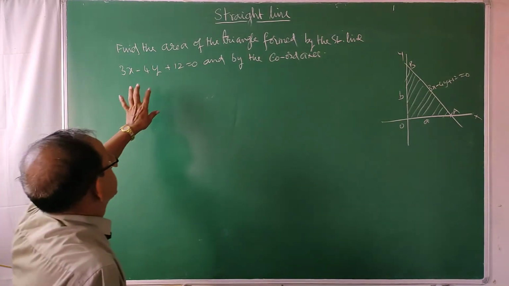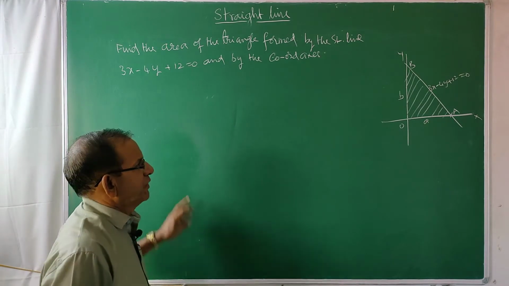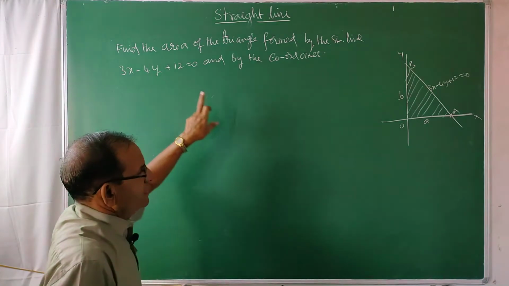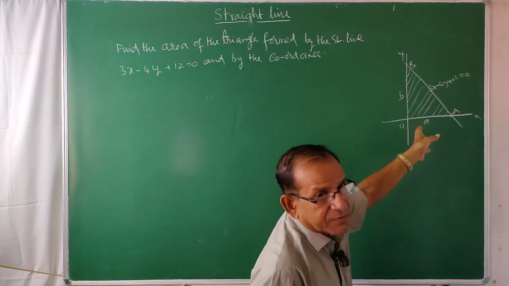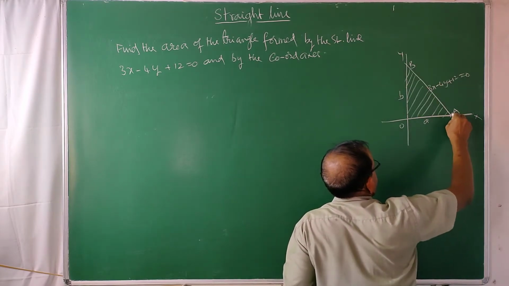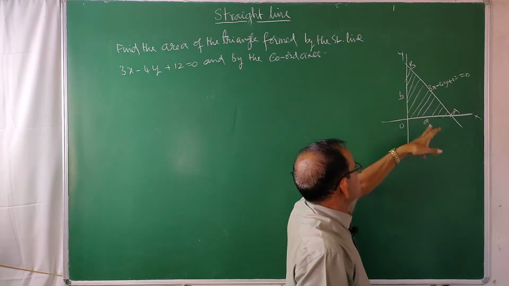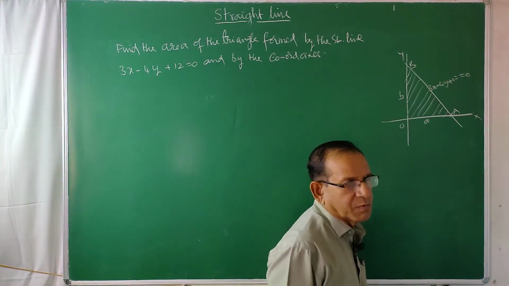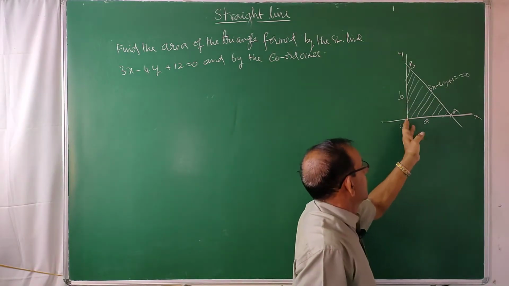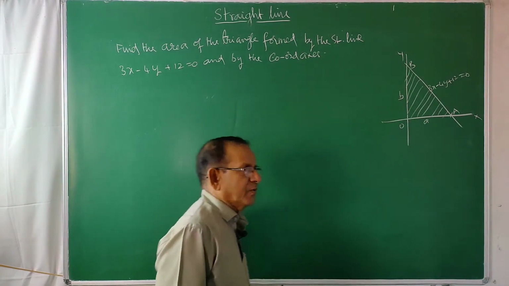Now here a straight line is given, 3x minus 4y plus 12 is equal to 0. We have to find the area of the triangle formed by this line and the coordinate axes, x-axis and y-axis. Let us assume that this given line intersects the x-axis at A and the y-axis at B. Let us take the intercepts as small a and small b. After getting the a and b values, the area of the triangle is half OA into OB, that is, half a into b is the area of triangle OAB.